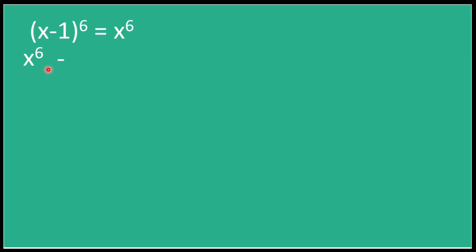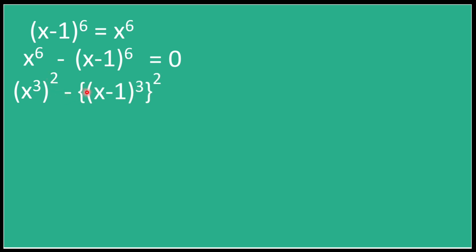So x^6 − (x − 1)^6 = 0. We have shifted this (x − 1)^6 to the other side of the equation. Now we can write x^6 as (x^3)^2 − ((x − 1)^3)^2 = 0. We have done this according to the laws of exponents, and this is called the power of power rule.